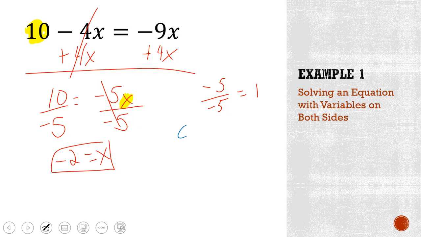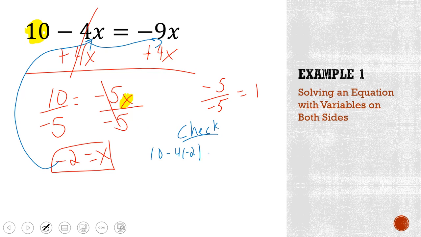If we wanted to check this, we could check our work by taking that negative 2 and plugging it back in for x in both sides. So now we're going to get 10 minus 4 times negative 2 equals negative 9 times negative 2. Negative 4 times negative 2 is a positive 8. So we have 10 plus 8, which is 18 here. And then negative 2 times negative 9 is positive 18. So we have positive 18 equals positive 18. So we know that we've got the correct answer.